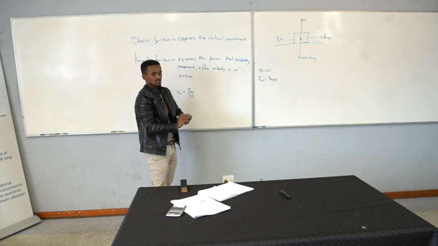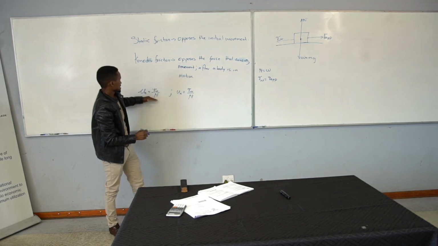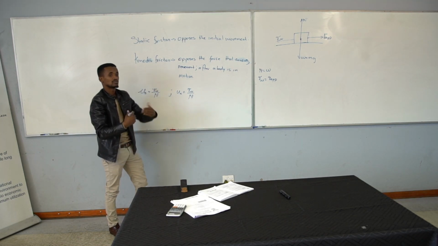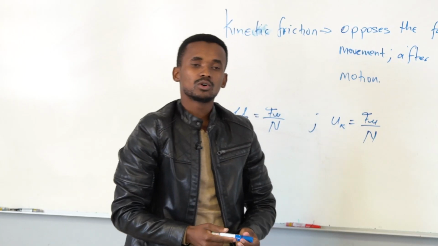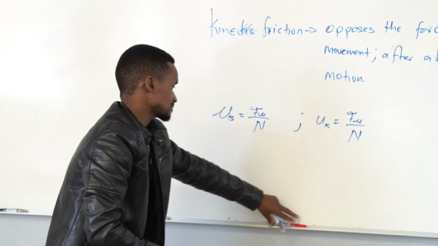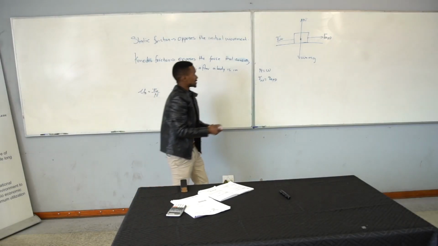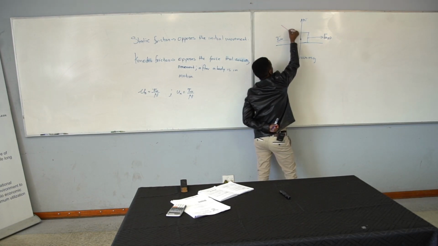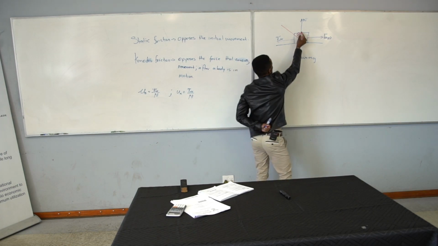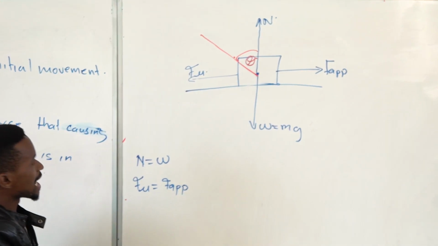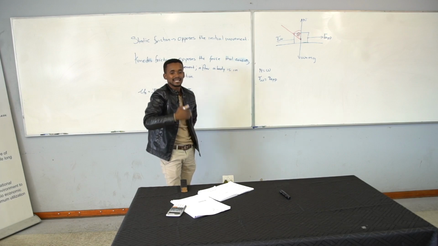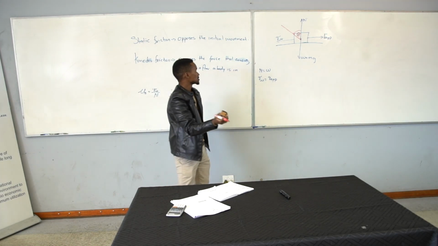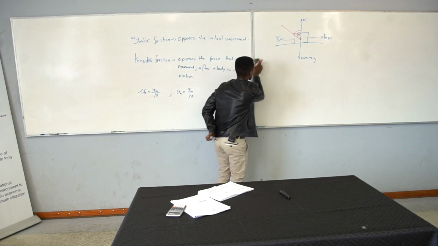Now, since we know these are the formulas that we can use to calculate the coefficient of friction, we have what we call the angle of friction. The angle of friction is the angle, for example, here. That is the angle of friction there. Now, how do you then calculate the angle of friction?